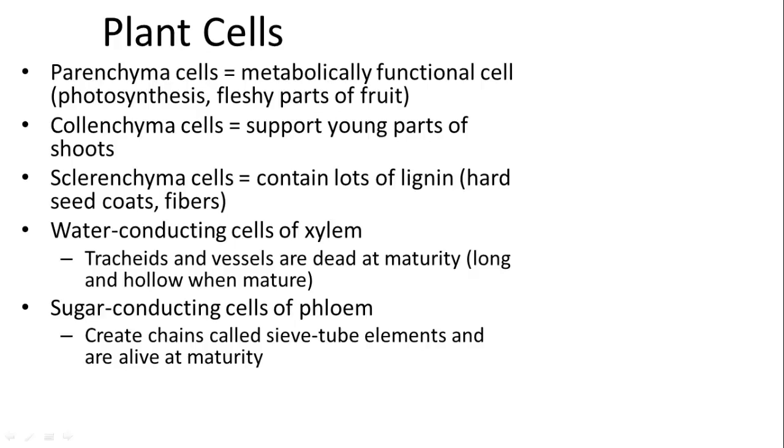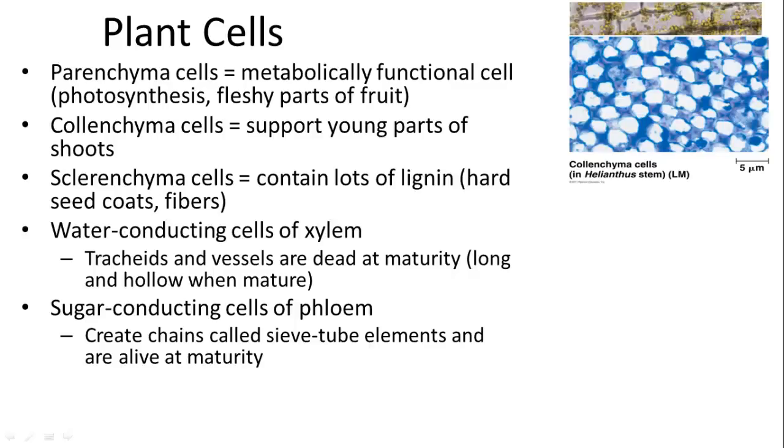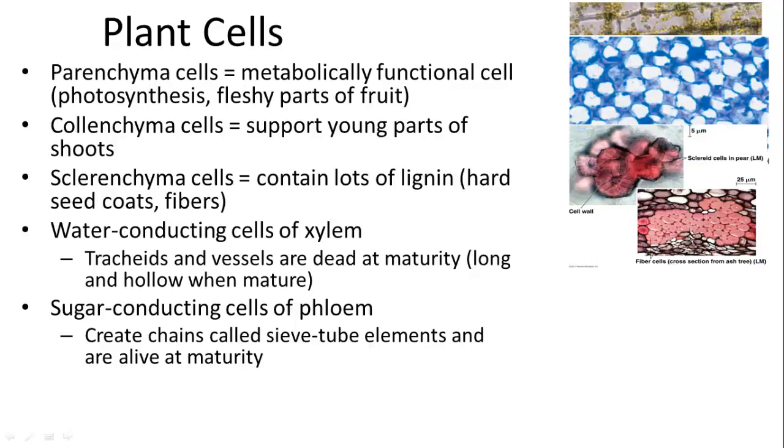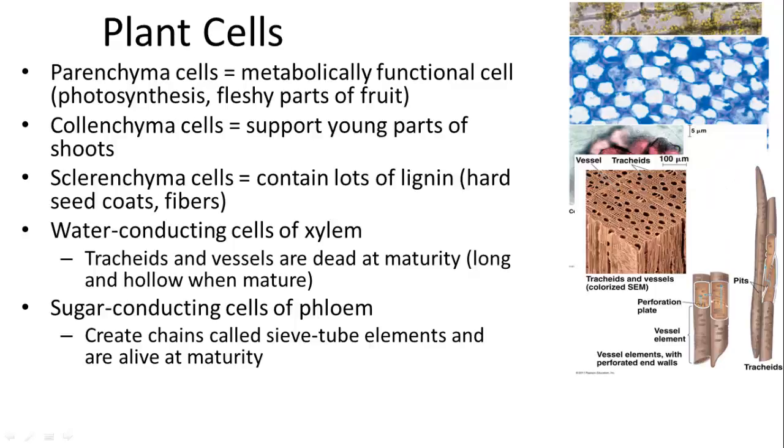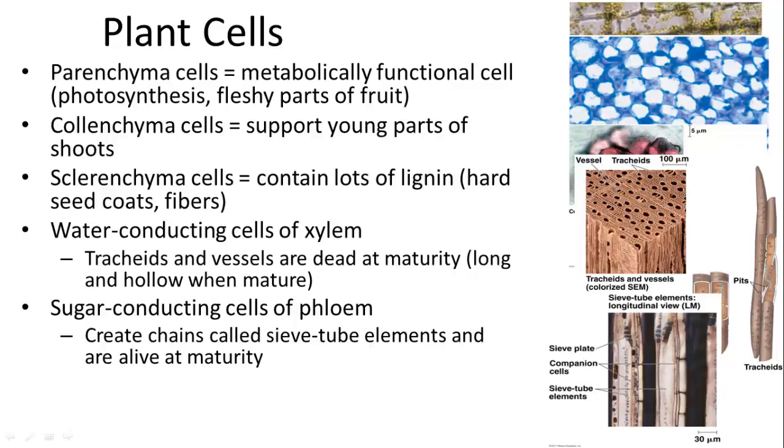All right, there are different types of cells which make up these different tissues. Parenchyma cells are the metabolically functional part of the plant. This is where photosynthesis occurs, and it is also the fleshy parts of fruits. Collenchyma support young parts or shoots. You have sclerenchyma. These have lots of lignin in them and are found in hard seed coats and in fibers. You have the water-conducting cells of the xylem, including tracheids and vessels, and then the sugar-conducting cells of the phloem, which include sieve tube elements.